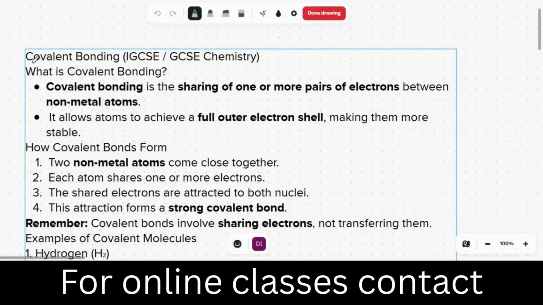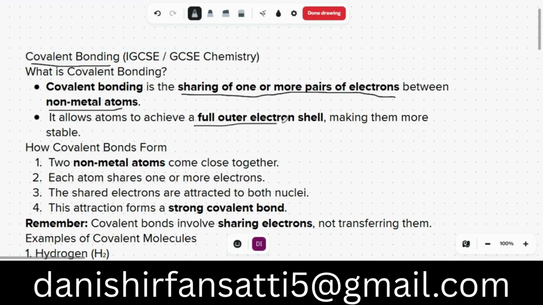So today we are going to talk about covalent bonding. So what is covalent bonding? Covalent bonding is a sharing of one or more pairs of electrons between non-metals. There are two important things: sharing of pairs and between the non-metals. It allows atoms to receive full outer electron shells, making them more stable.